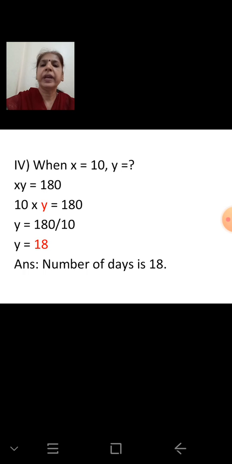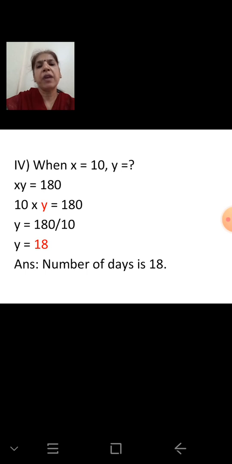xy is 180. First write the equation. Next step, substitute the values. 10 into y is equal to 180. Again in a similar way, y is equal to 180 divided by 10. And we know 10 ones are 10, 10 eights are 80. So y is 18. The number of days is 18. y stands for the number of days. You have to show the calculation beside where you are doing this part of the equation, drawing a line and doing the calculation working there only, beside it, showing it as a working column.